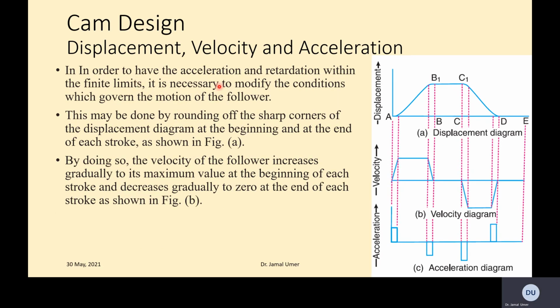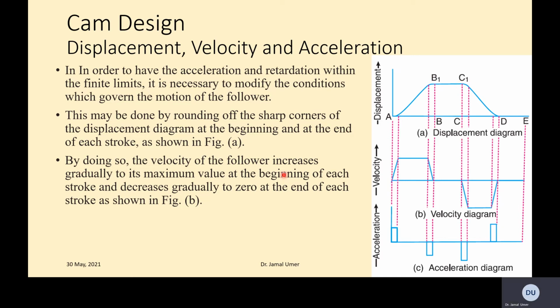In order to have acceleration and retardation within finite limits, it is necessary to modify the conditions which govern the motion of followers, right? So we'll just modify the conditions. This may be done by rounding off sharp corners. So you are rounding off the sharp corners of the displacement diagram. You see we are rounding it off at each point, so it is not a sharp decline or increase. It's like a transition at the beginning and end of each stroke, as shown in figure A.